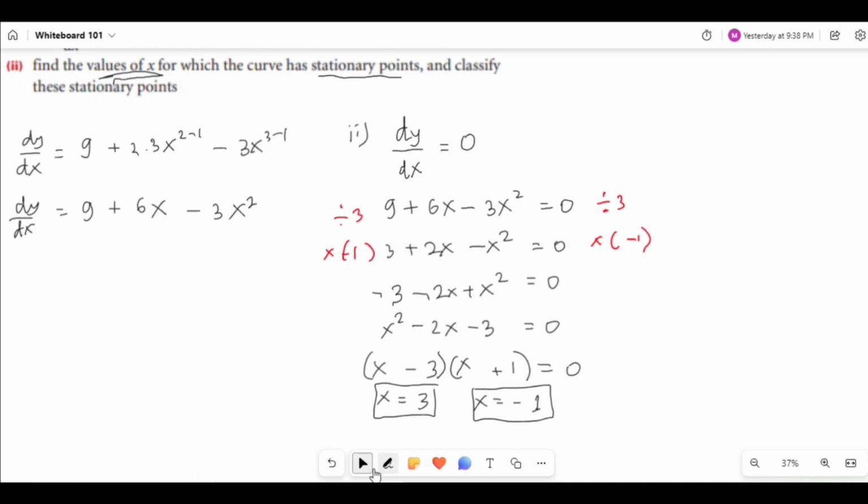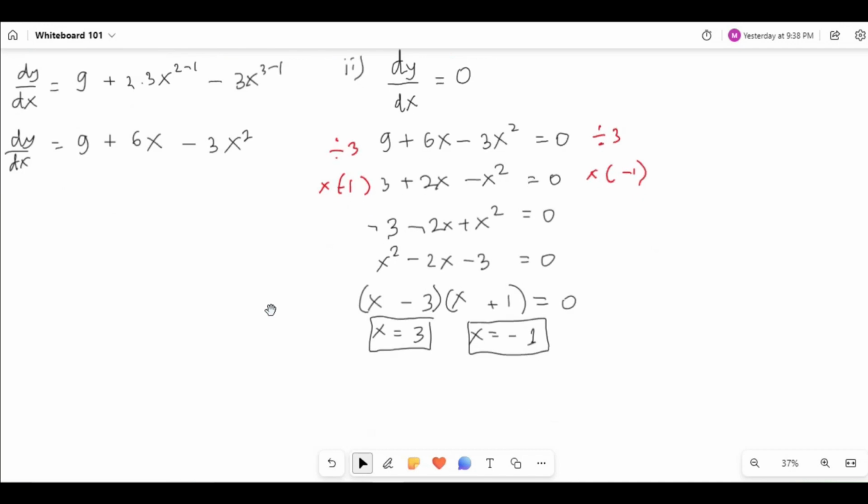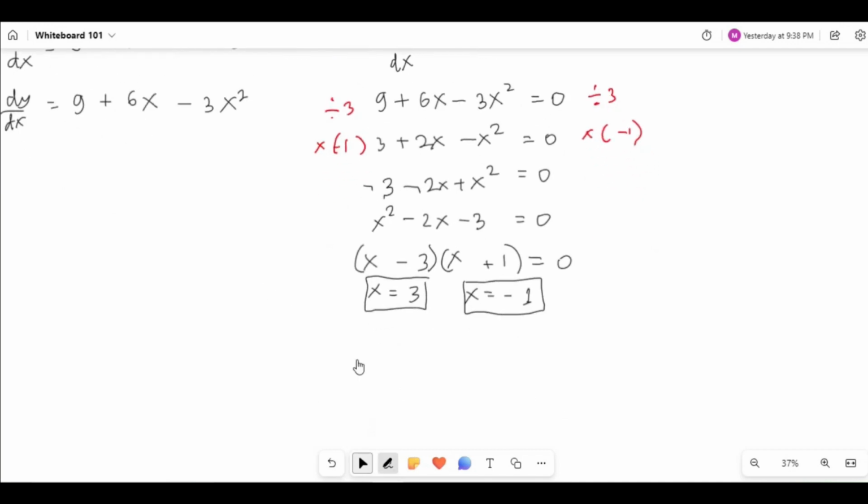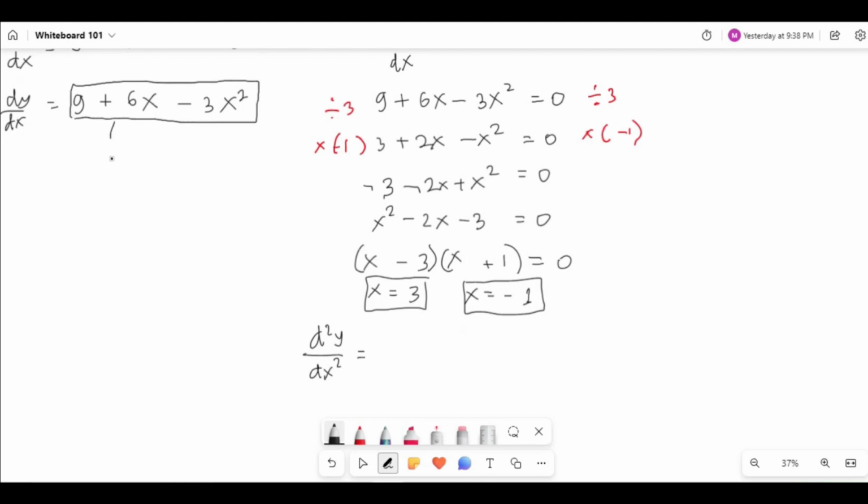Okay, but there is another question: classify these stationary points. In order to classify them, we use the second derivative. The second derivative is d squared y over dx squared. Remember, what we have is the first derivative. What we do is just differentiate it one more time. If we differentiate it, the 9 becomes 0 since it is a constant, and we get 6 minus 6x. So this is the second derivative.